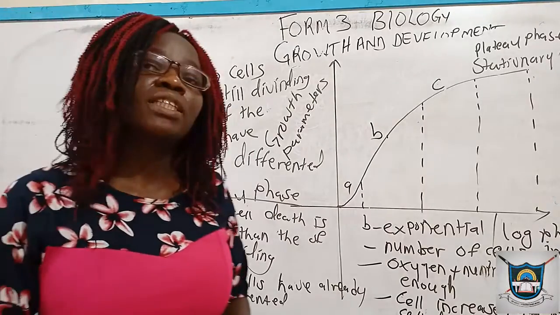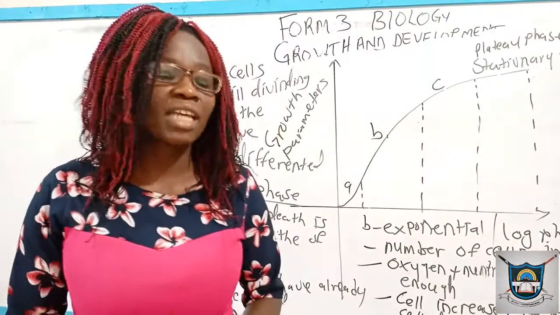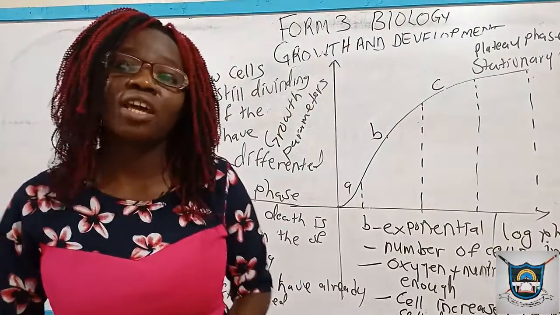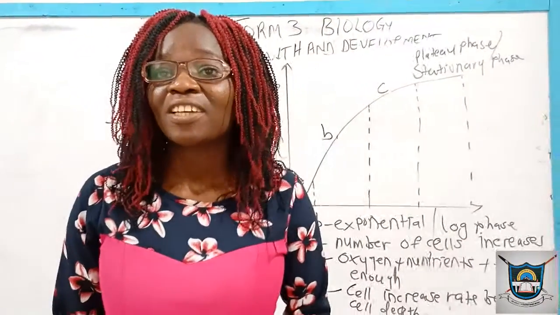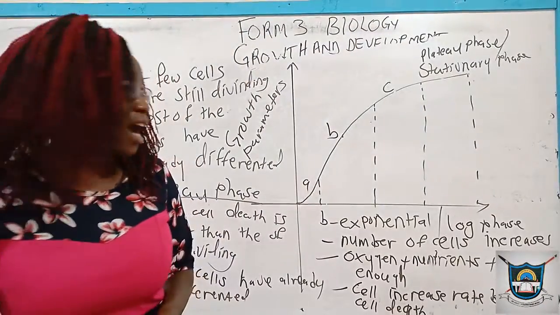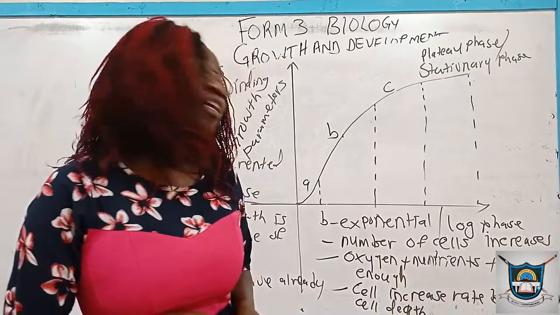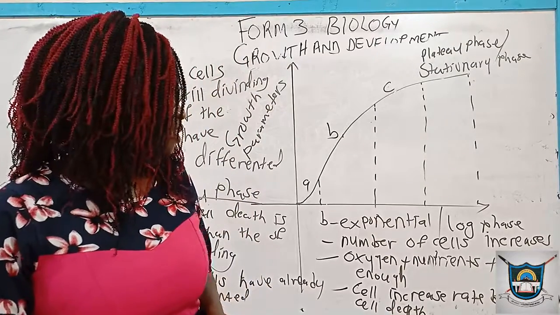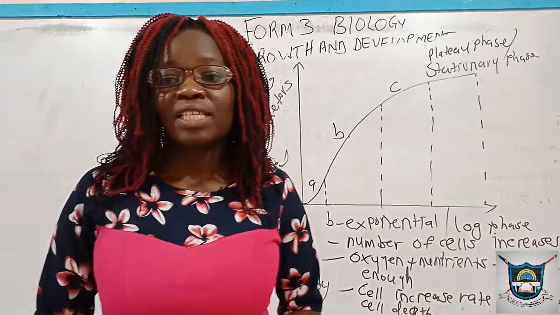Then maybe the oxygen, nutrients, and other factors are available, and therefore there is no competition, and the rate of cell increase is higher than the rate of cell death.